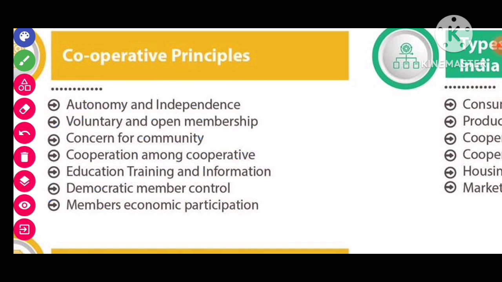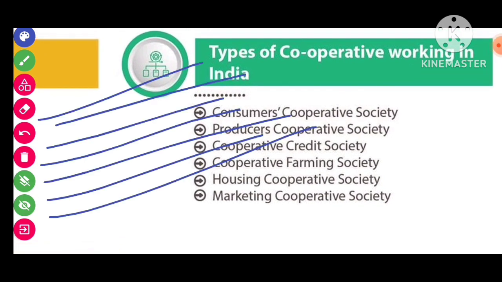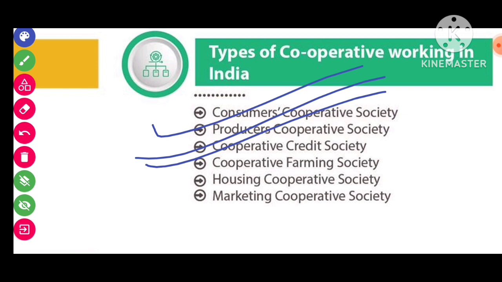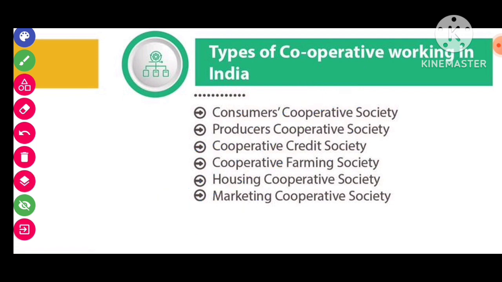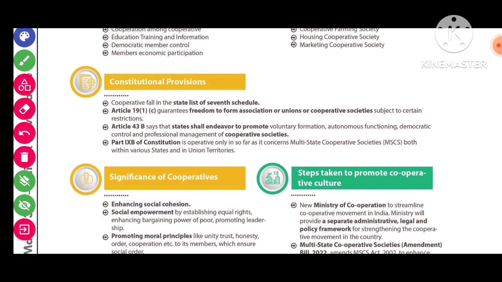Okay, so remember this. And types of cooperatives working in India, such as consumers cooperative society, producers cooperative society, cooperative credit society, cooperative farming society, housing cooperative society, and marketing cooperative society. These are the types of cooperatives working in India. Okay, and in the Constitution, these are given here. The State List of the 7th Schedule, and in fundamental rights it is given in Article 19 clause 1 sub-clause C.